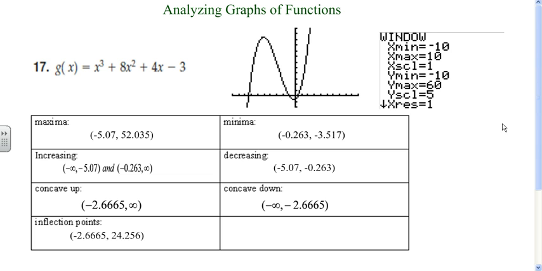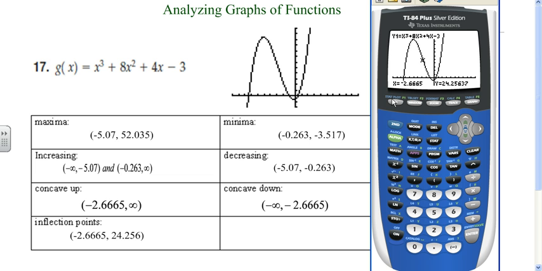And so to do that, we're going to use this function here, x cubed plus 8x squared plus 4x minus 3. And I have a picture of the graph here and the viewing window that I've used on my TI-84 graphing calculator. And you can see that right here.